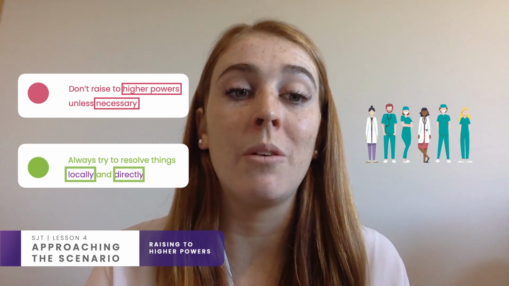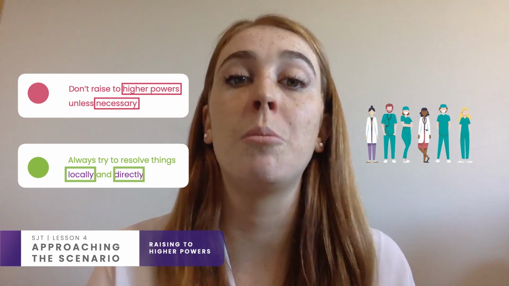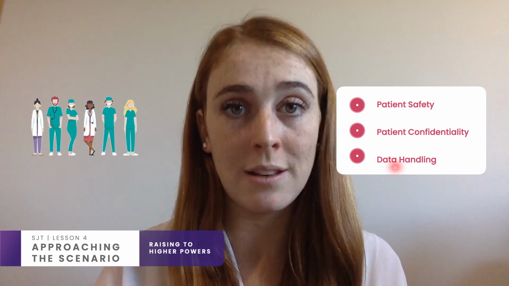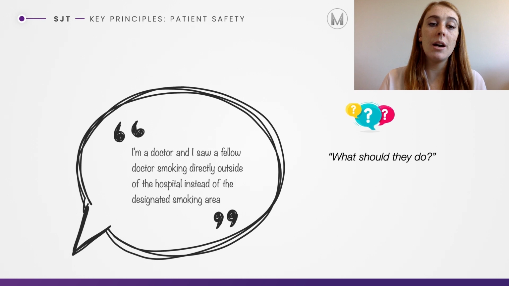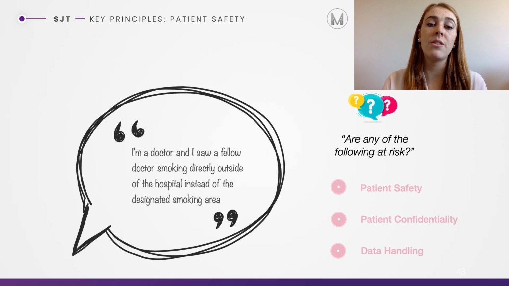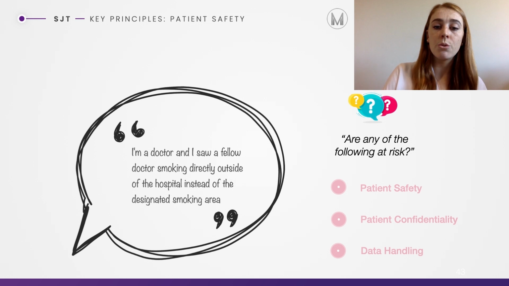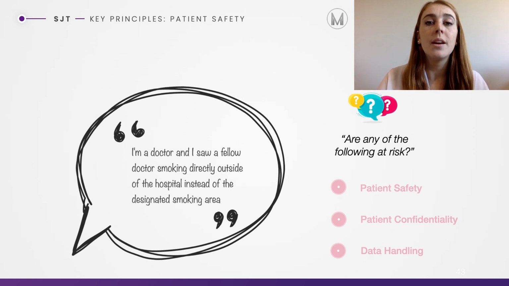So a very good rule to follow is only report to higher authorities or higher medical professionals if the situation involves patient safety, patient confidentiality, or data handling. So for example, I'm a doctor and I saw a fellow doctor smoking directly outside of the hospital instead of the designated smoking area. Should this be reported to higher authority? Well, we ask ourselves, is patient safety, patient confidentiality, or data handling at risk? None of those are at risk in this scenario, so although technically you probably should report them, it's probably more appropriate to just speak to your colleague and warn them first, and then if they do it again, that's when it would be appropriate to report it up to higher authority.